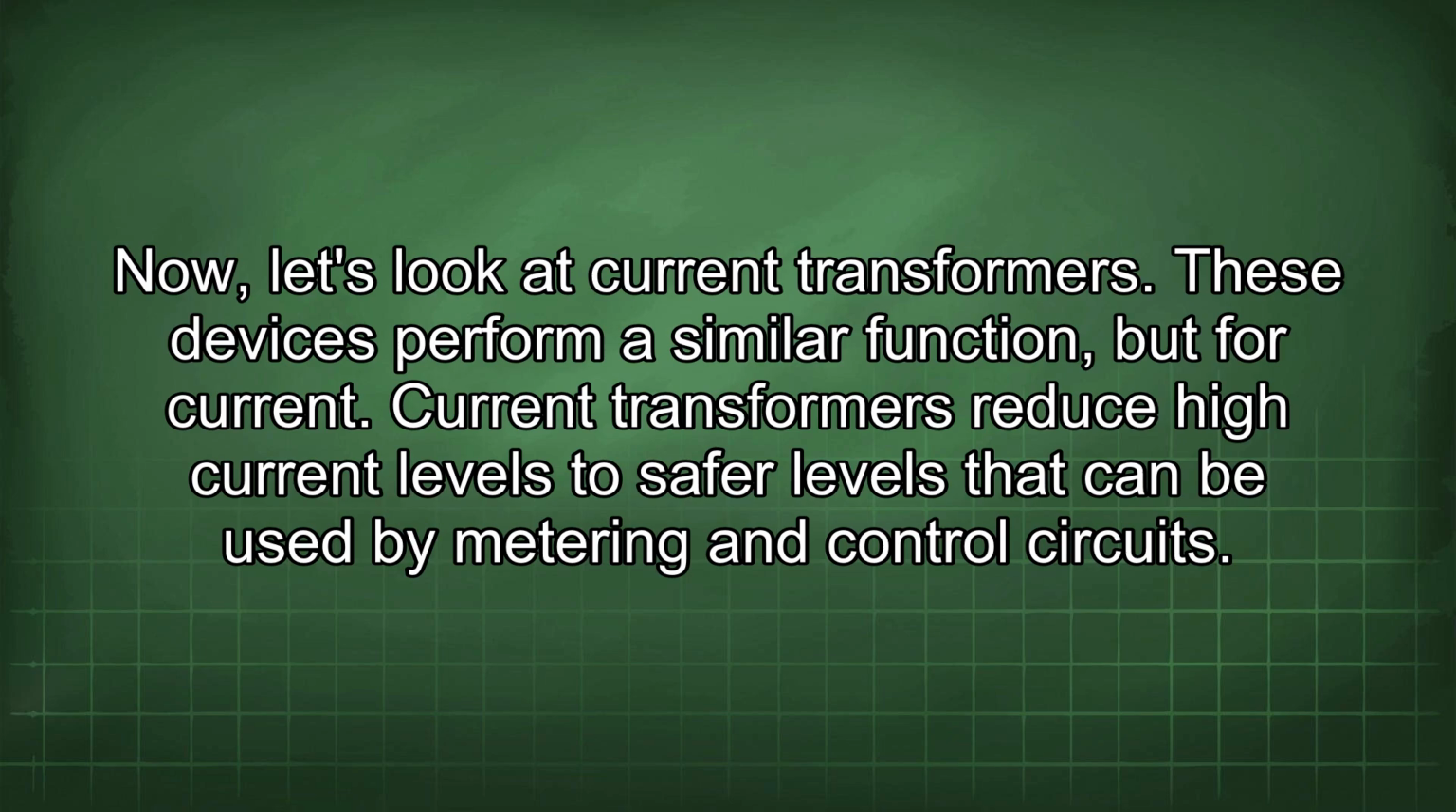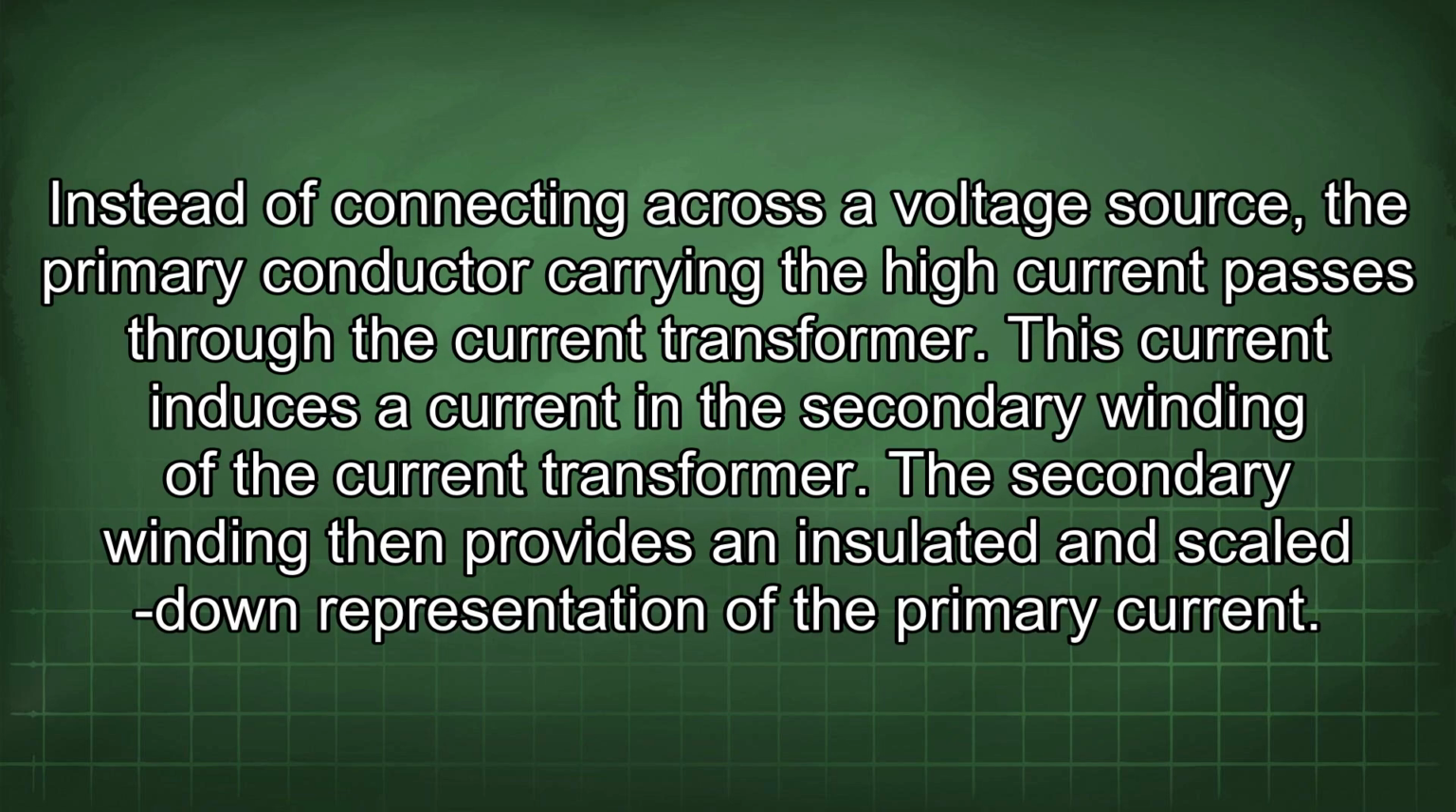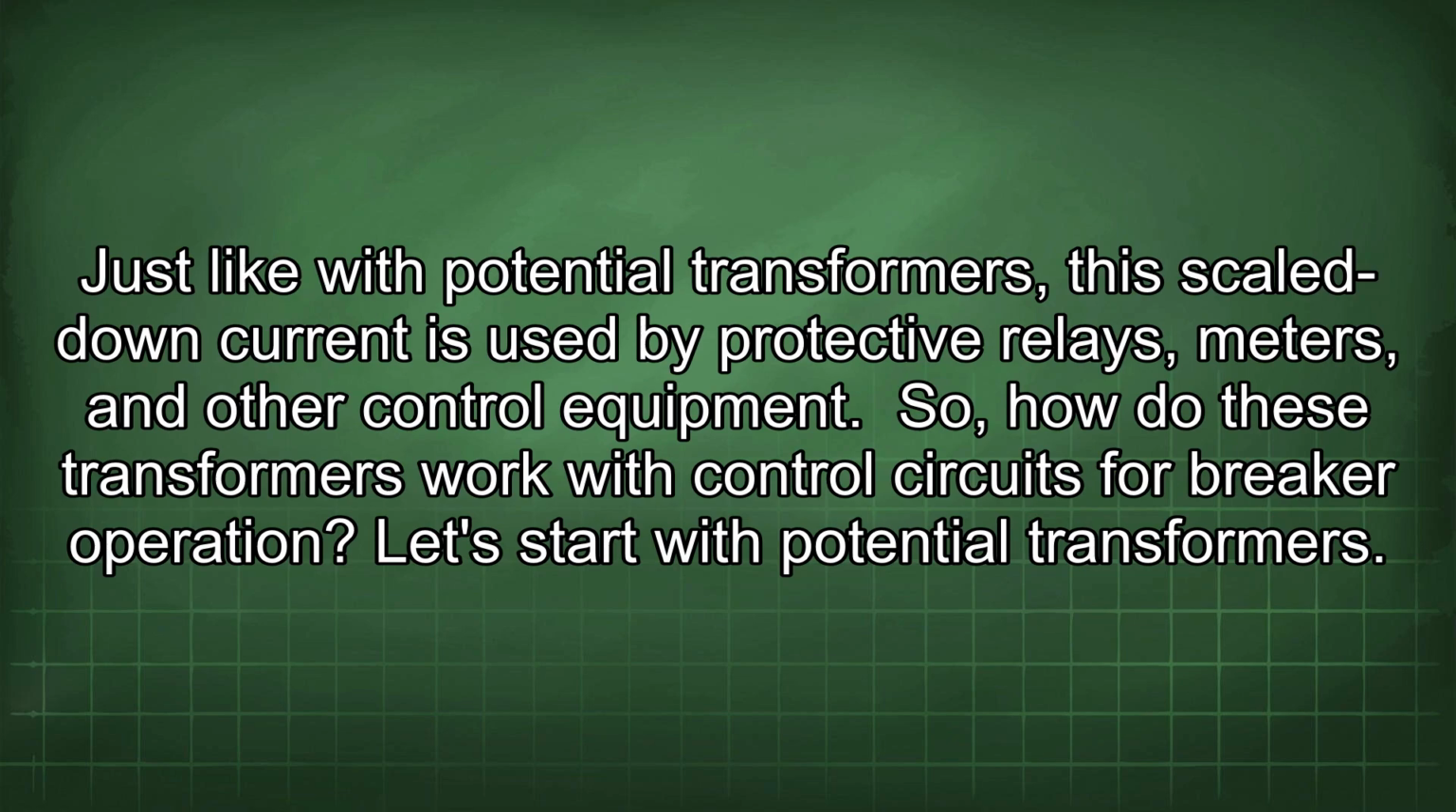Now let's look at current transformers. These devices perform a similar function but for current. Current transformers reduce high current levels to safer levels that can be used by metering and control circuits. Instead of connecting across a voltage source, the primary conductor carrying the high current passes through the current transformer. This current induces a current in the secondary winding of the current transformer. The secondary winding then provides an insulated and scaled-down representation of the primary current. Just like with potential transformers, this scaled-down current is used by protective relays, meters, and other control equipment.